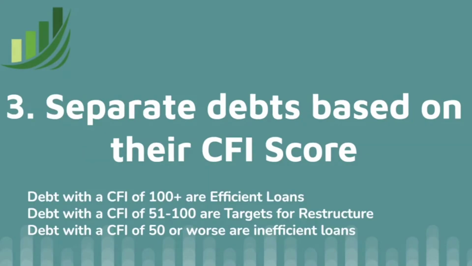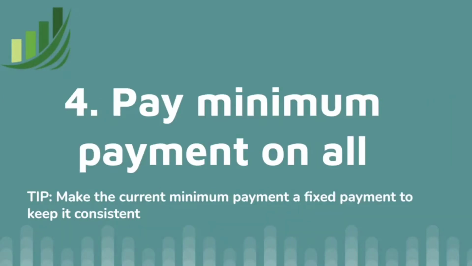Step 2. Arrange from lowest to highest CFI score. Step 3. Separate debts based on their CFI score. A debt with a CFI of 100 plus is an efficient loan. Debts with a CFI of 51 through 100 are targets for restructure, and debt with a CFI of 50 or worse are considered inefficient loans. Step 4. Pay minimum payment on all. As with all the other methods, you want to make sure the current monthly minimum payment is a fixed payment to keep it consistent.